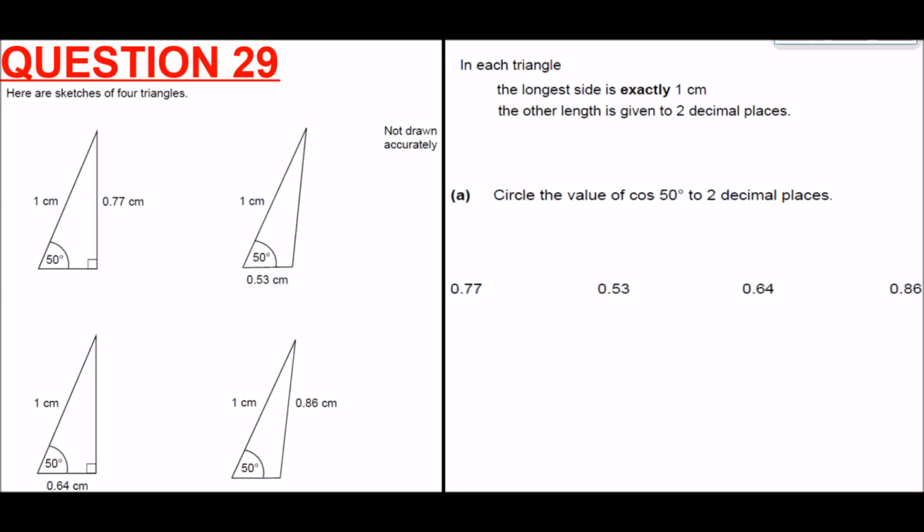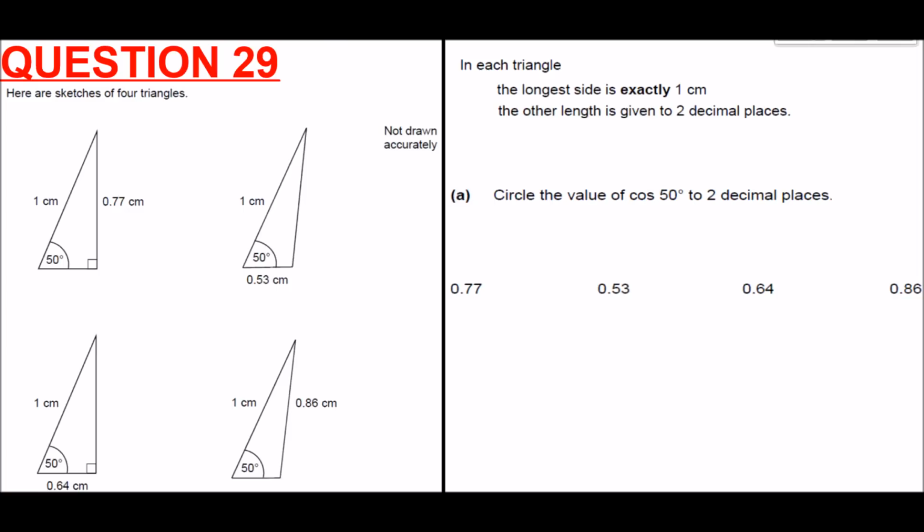We're on to the last 2 questions now. Question 29. I've got sketches of 4 triangles, not drawn accurately, so don't be measuring this with a ruler. Now this is trigonometry, which is quite a rarity in non-calculator papers, but needless to say, here it is. It says circle the value of cos 50 to 2 decimal places.